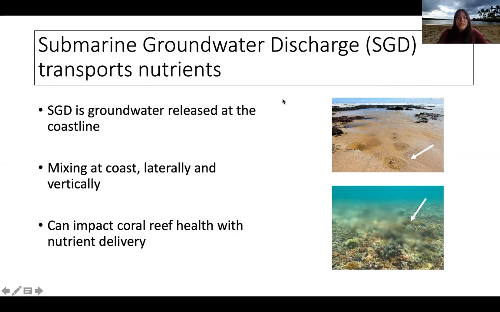So as I said, SGD is fresh water, so it does mix both onshore, offshore, as well as going from the benthic and rising to the surface because it is fresh water. And it can impact coral reef health because with that groundwater comes a lot of nutrients, which can become in excess once it reaches these coastal waters. And these nutrients, as I said, could create eutrophication where the algae grows and can impair coral health.